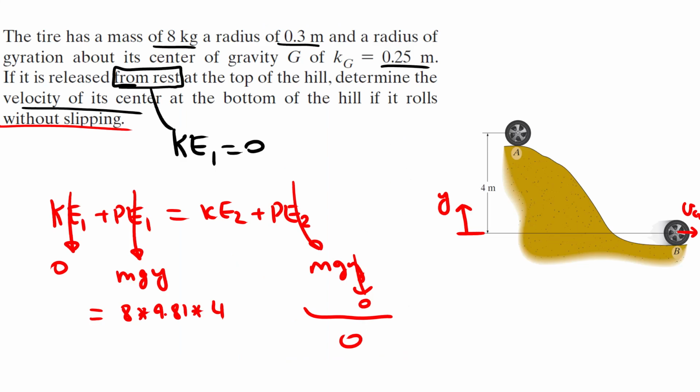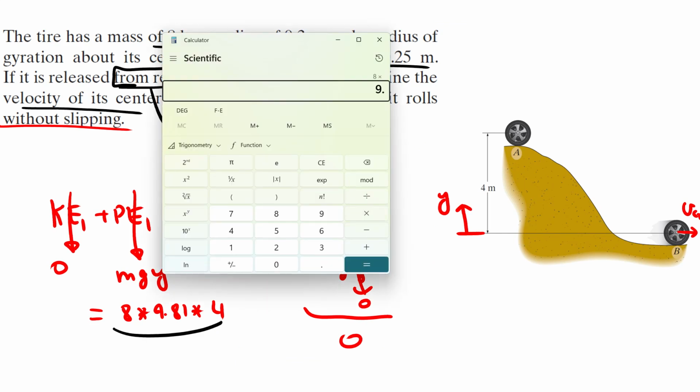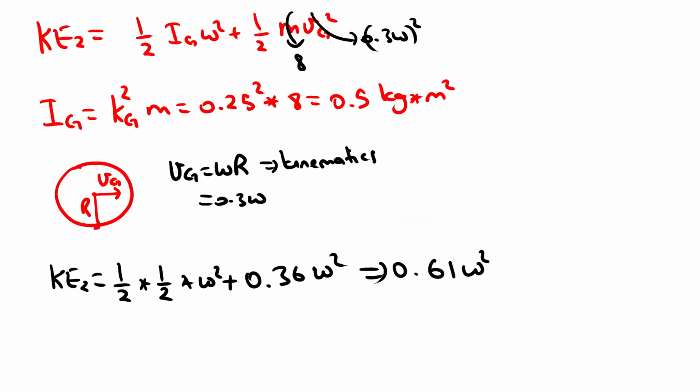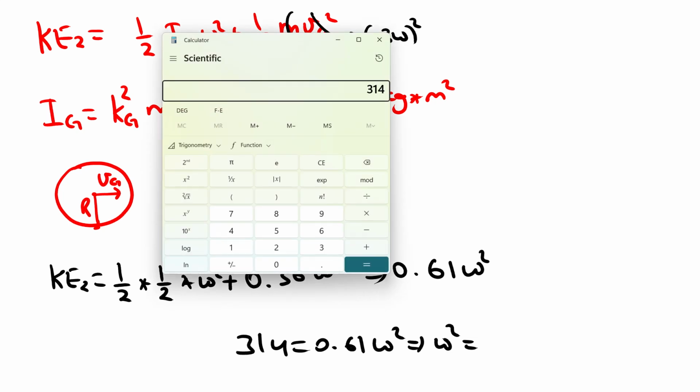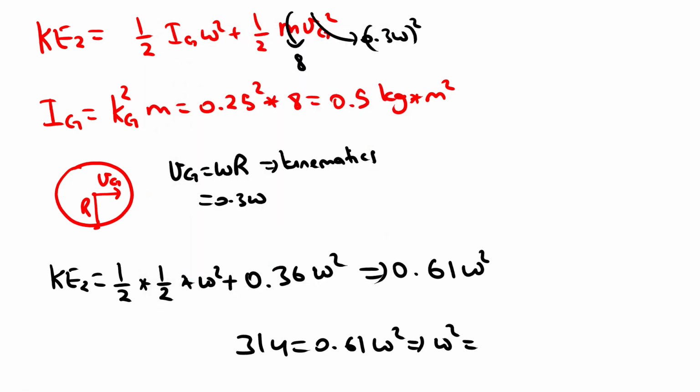And then we have the potential energy, which is 8 times 9.81 times 4. That's 314. So 314 will be 0.61 omega squared, and then from here omega squared will be 314 divided by 0.61, which is 515, and the square root of it, omega is 23 radians per second.